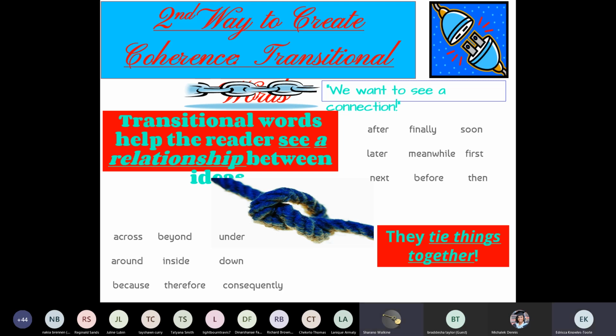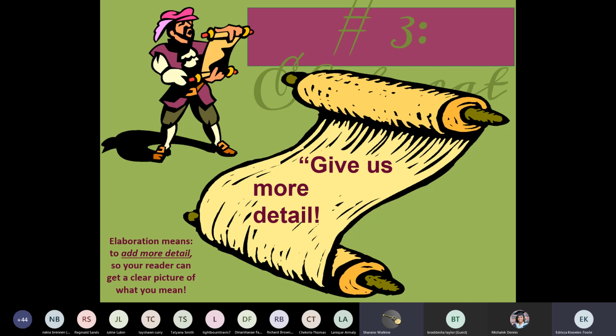Okay, so we want to see a relationship between ideas, and you use those transitional words to show the relationship between ideas, whether it's cause and effect, or just simply comparing two things. And then we talked about ways that we can elaborate.